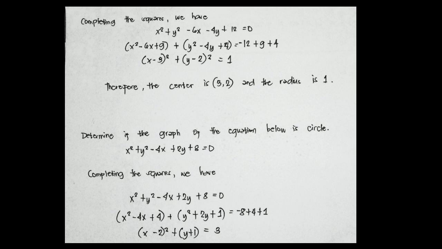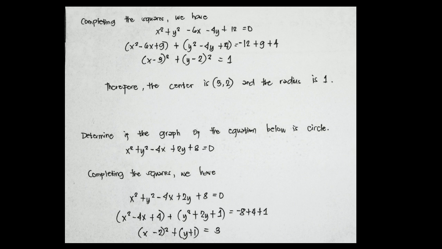So we simplify this, and the answer is 1, because negative 12 plus 9 is equal to negative 3, and then negative 3 plus 4 is equal to 1. Therefore, the center is (3, 2), because our h is 3 and our k is 2, and the radius is 1.